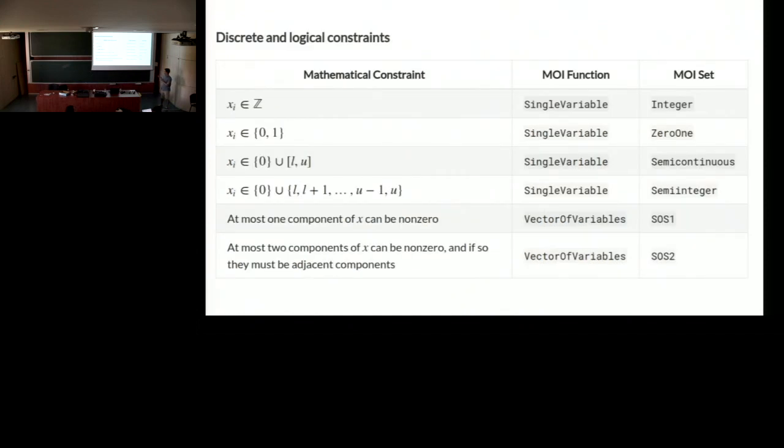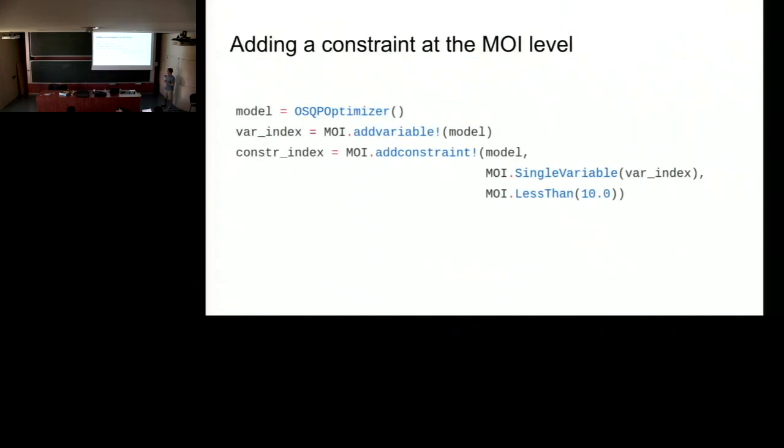Okay, so actually I mentioned a bit of this, discrete and logical constraints. If you want to say that at most one component of a vector can be non-zero, you would take the vector of variables to extract your subvector and say that it belongs to the SOS1 set. And if you want to write a solver that supports something fancier than SOS1, you're welcome to define that set. So how do you go about adding these constraints? Here's a little peek of the API, not too simple, not too complicated.